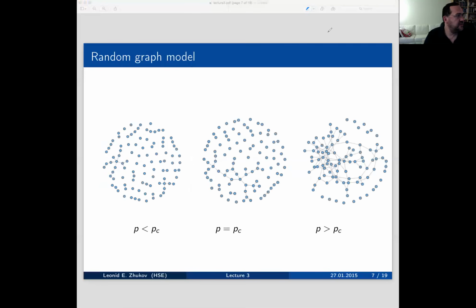May I ask a question? Do you guys have a question? Yes, I have a question. Why this critical value? It seems obvious, but I don't understand why this critical value is only one. Oh, why there is only one phase transition and not more? Yes.